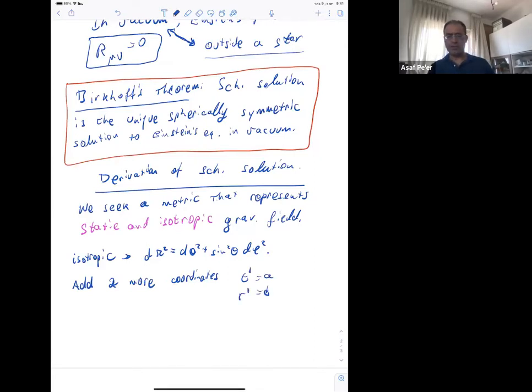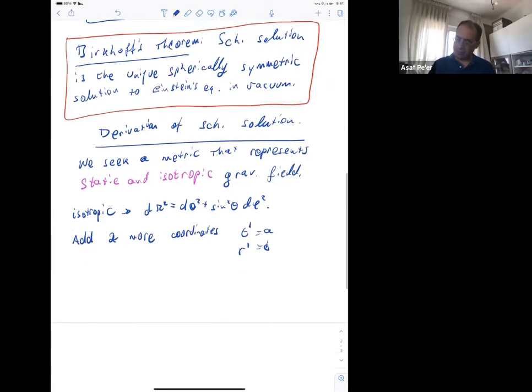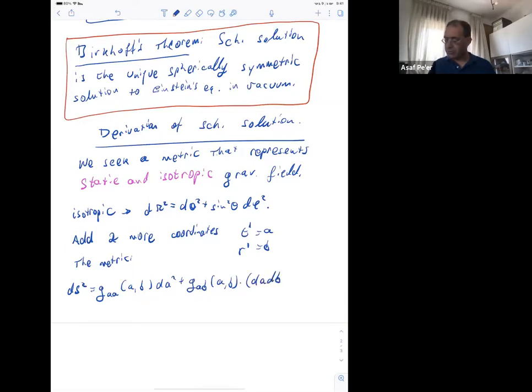You'll see because I need to do some manipulation on them. So the total metric will look something like ds squared equals G_AA, which is a function of A and B, times dA squared, plus G_AB, again a function of A and B, times the cross terms dA dB plus dB dA, plus G_BB of A and B times dB squared, plus some function of A and B, I'll call it R squared of A and B, times d omega squared.